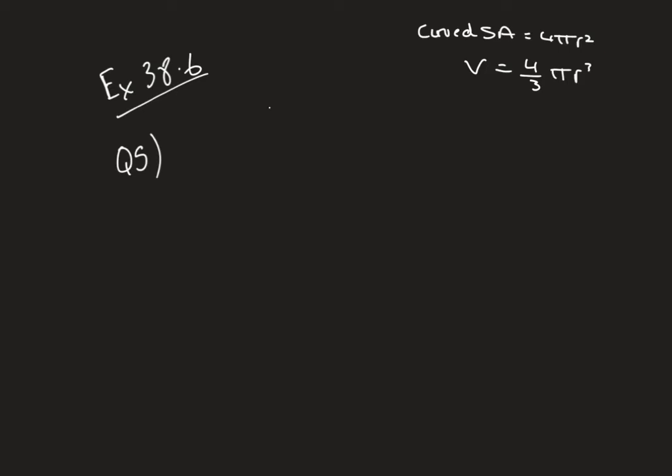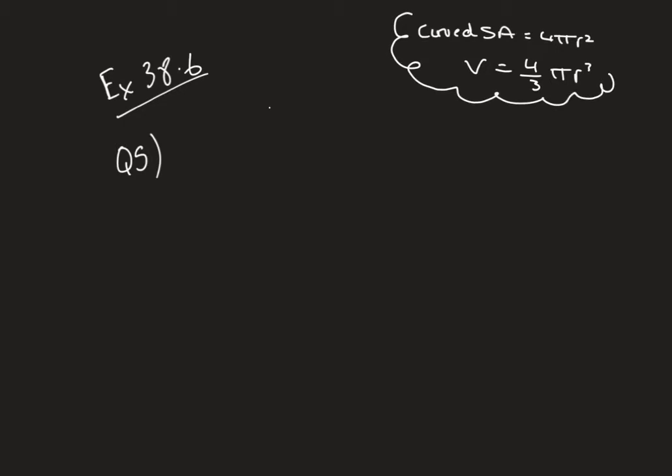Okay, year 11, a little bit of help with 38.6. So question 5, we're finding the surface area and the volume of a hemisphere, and the diameter is 12. So the formulas for a full sphere are given at the top right here.